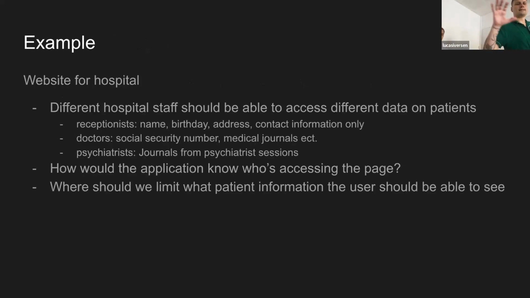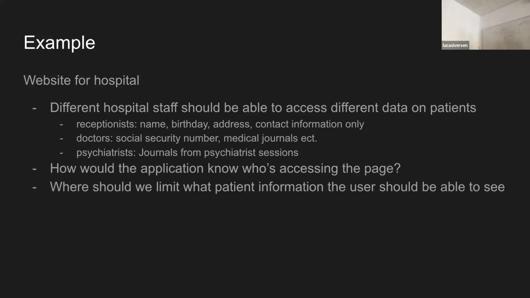So I just want to give you an example of a full stack application and where we process what, right? So I want to make a website for a hospital. And this is basically for the staff in the hospital to be able to get some data on some patients. So there are three kinds of users. There's receptionists, there's doctors, and there's psychiatrists in my hospital, right? So the receptionist should only be able to see the name, birthday, address, and contact information of the patient. They don't need to see any medical journals.